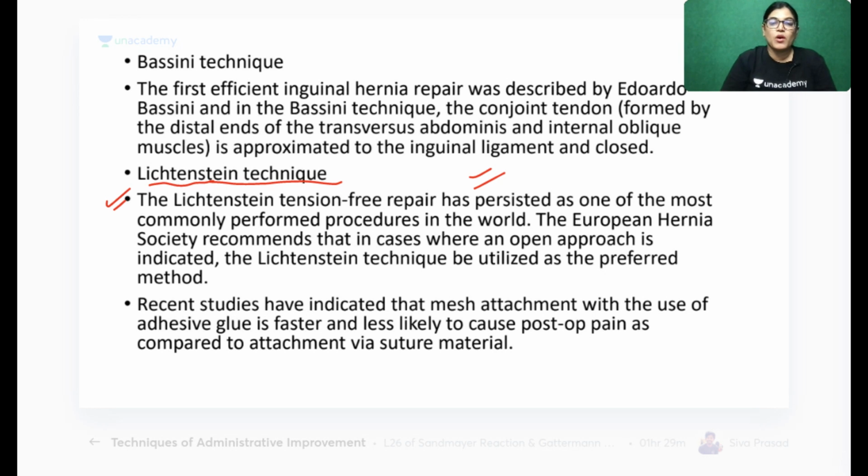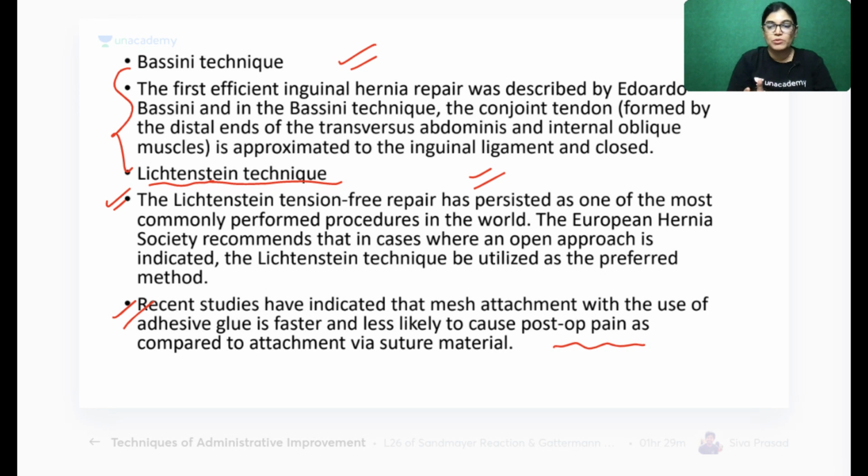It was first performed for a European Hernia Society approach towards the treatment of hernia. It is performed for direct inguinal hernia and is the most commonly used method. Adhesive glues have been used, and there is faster healing and less chance of post-operative pain. Bassini's technique was the first efficient technique used for inguinal hernia repair, but if we have to choose one, we will go for the Lichtenstein tension-free repair.